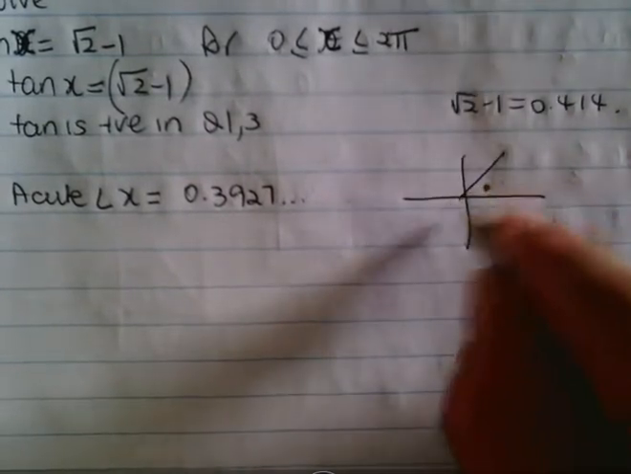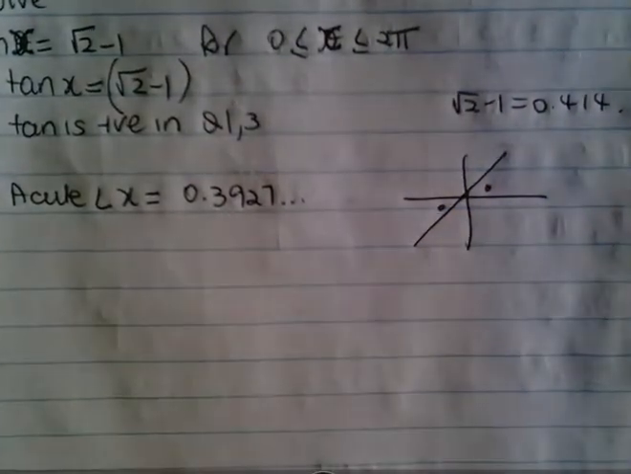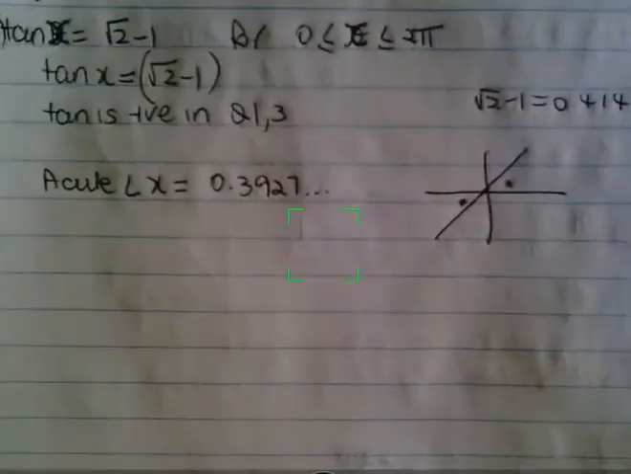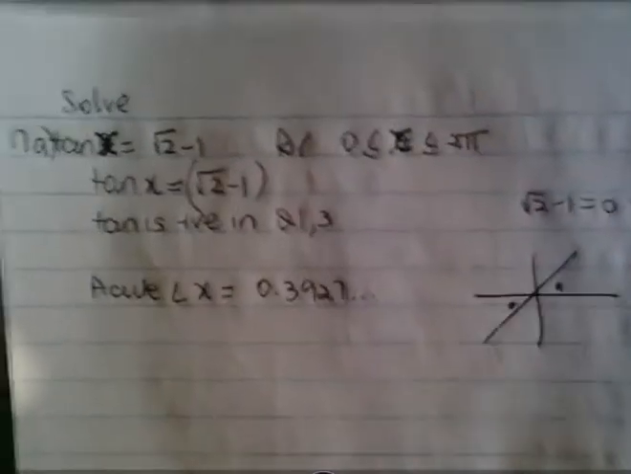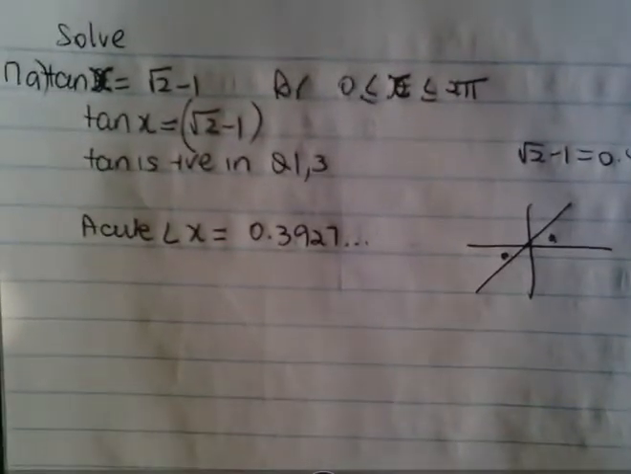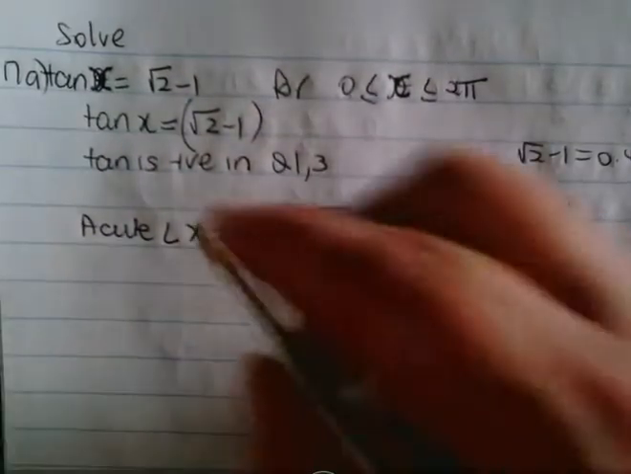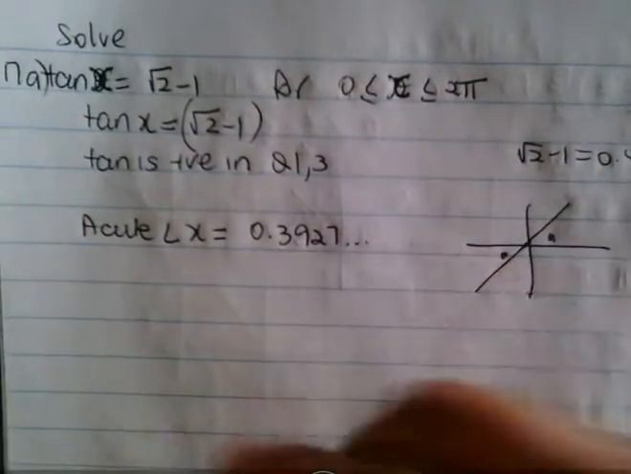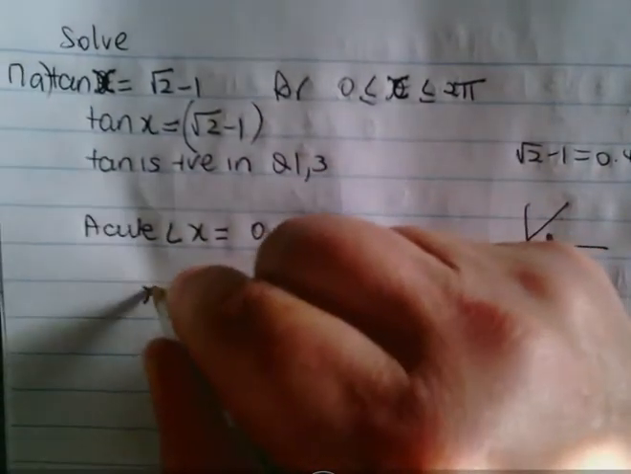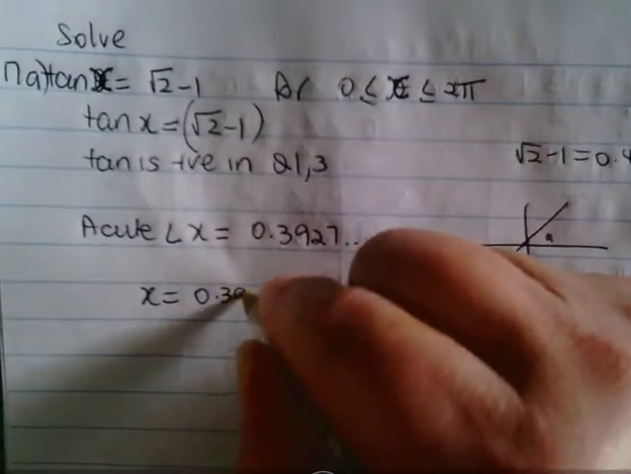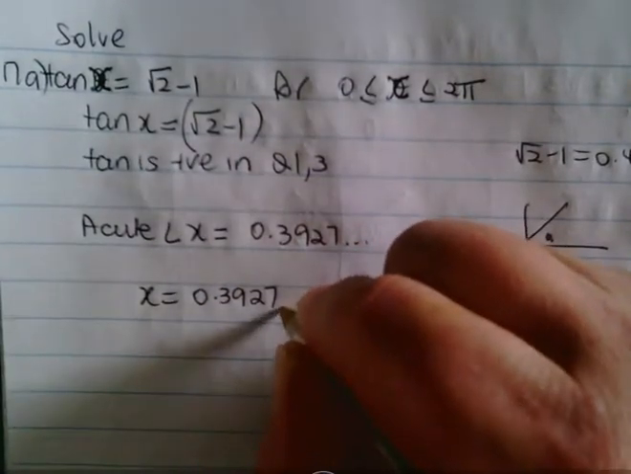So I draw quadrant 1 and I draw quadrant 3. And the value of that is 0.3927. Remember, this is in radians. Remember, 1 radian is about 57 degrees. So don't be worried that you see such small values there like that. So in quadrant 1, my solution is just what you see, 0.3927.